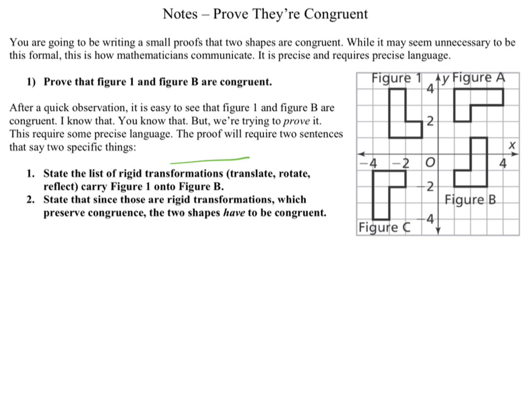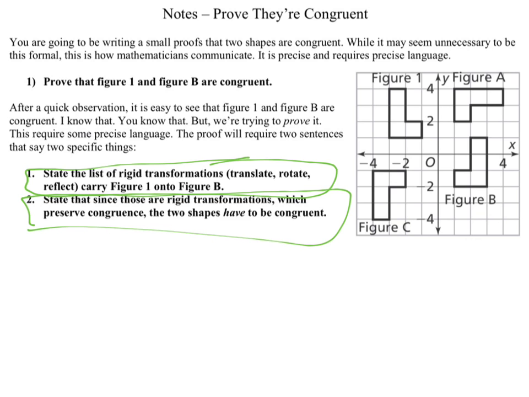And in the first one, we're going to list out the transformations that carry 1 onto B. So we do that. Just rotate 180 degrees, reflect over y equals negative 1.5. And then in our second sentence, we're going to state that those 2 transformations are rigid transformations. And since they're rigid transformations, which preserve side lengths and angle measures, and it keeps everything congruent, it preserves congruence, these 2 shapes have to be congruent. So that's what our 2 sentences are.